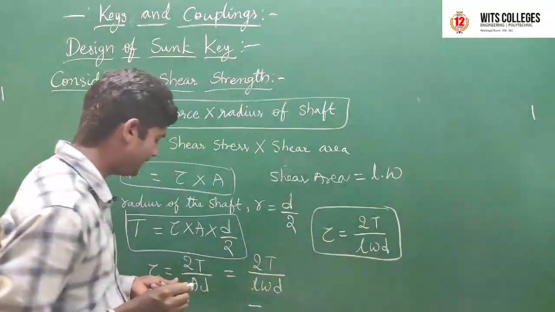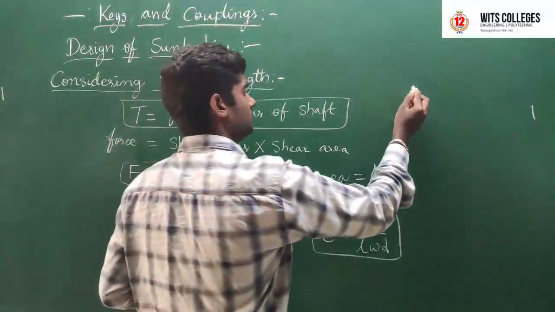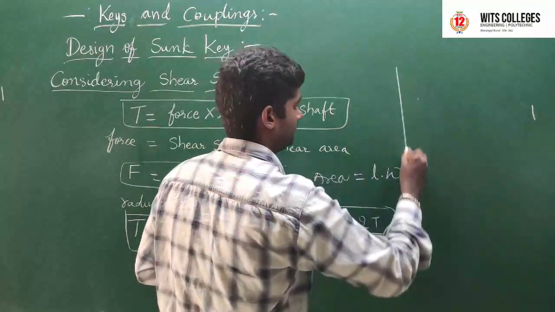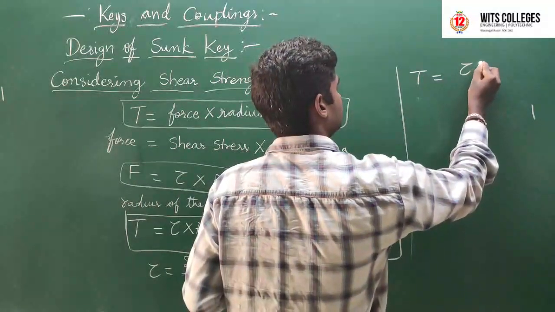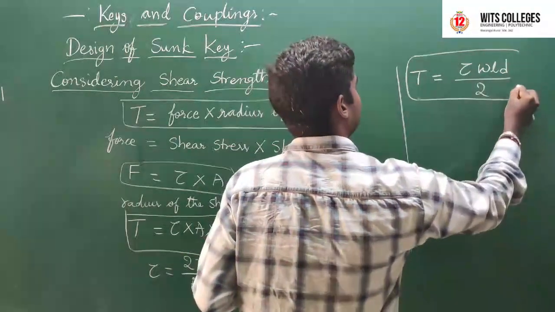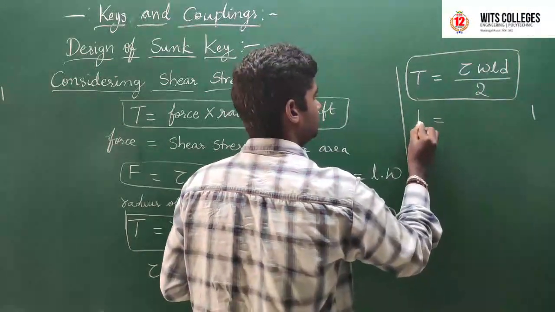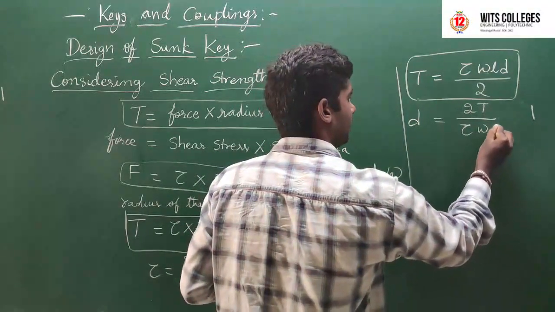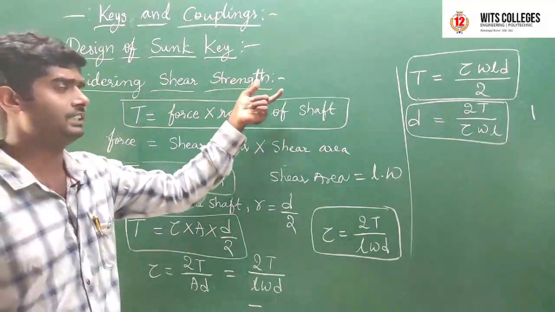Next, if you want to find out the diameter D, using this equation, T is equal to tau W L D by 2. WL is the area. Then D is equal to 2T by tau W L. Okay, this is considering shear strength.